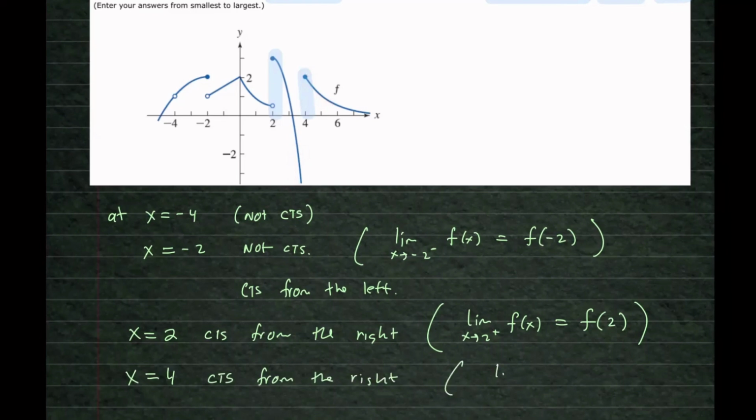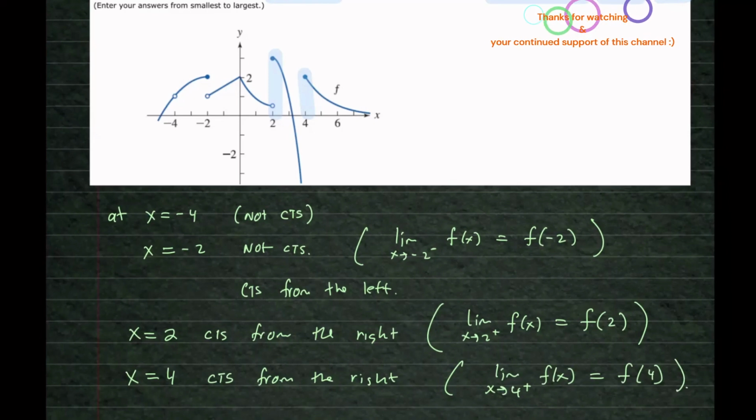The reason for that is because the limit as x approaches 4 from the right of this function equals the function value evaluated at 4. So again, we have a discontinuity, but we can discuss continuity from the right or from the left. Okay, I hope this makes sense.